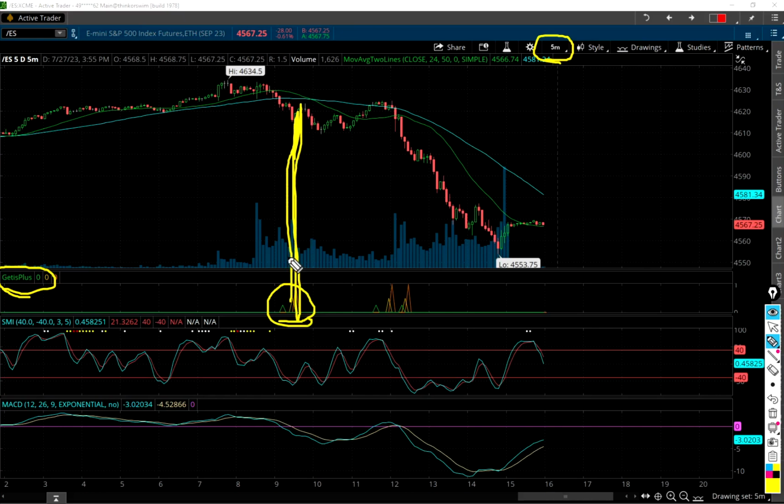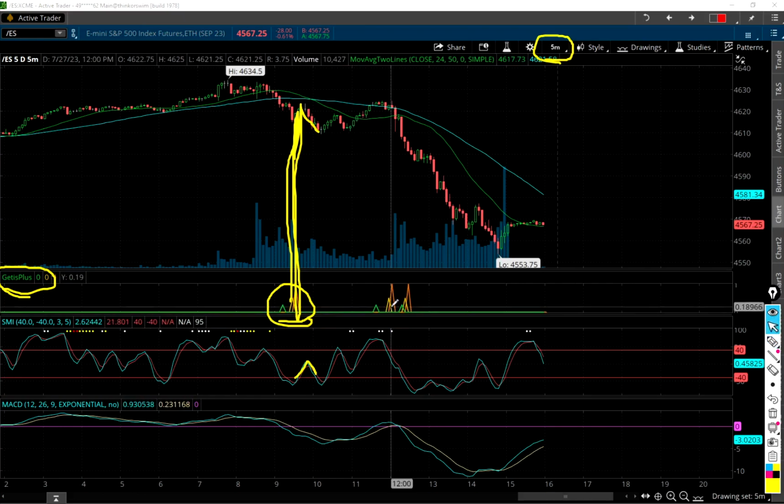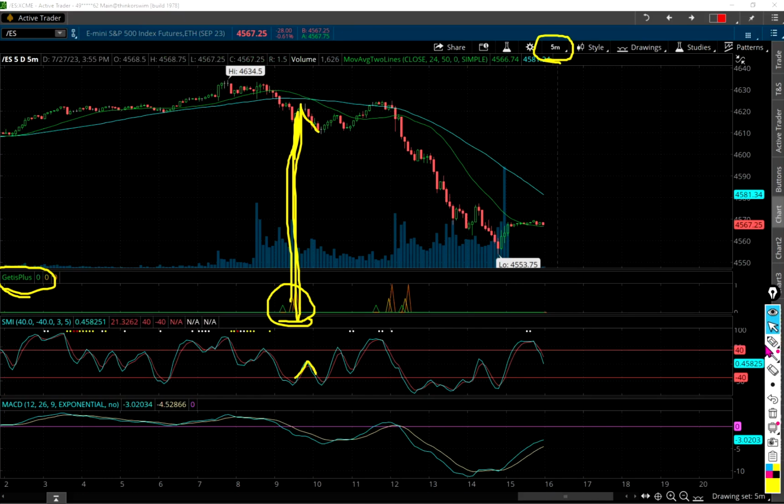There wasn't really much to figure out here. This is pretty simple. It comes up into here, rolls over, you take it short. You could get out if you want to. It's fine. It starts going long. You just wait it out. Then we had another great trade of the day at 11:55, just before noon.